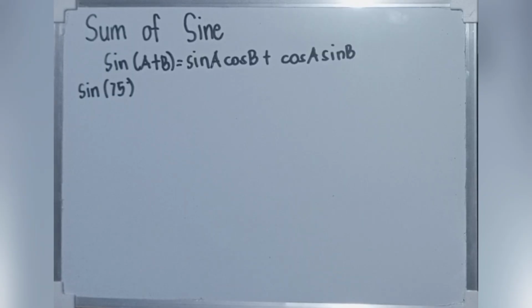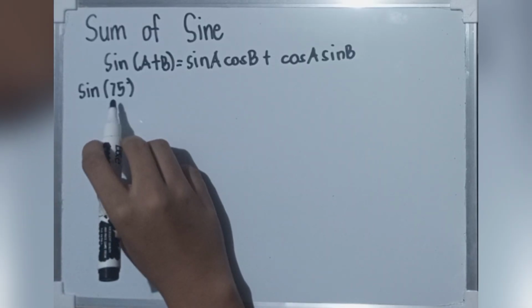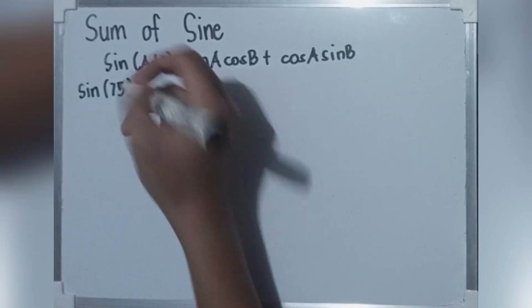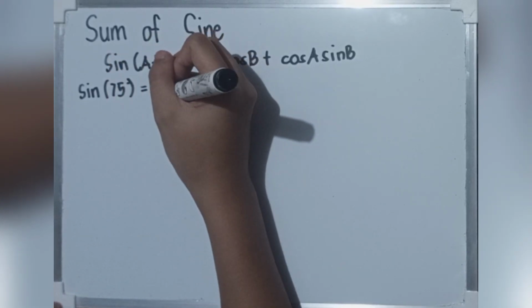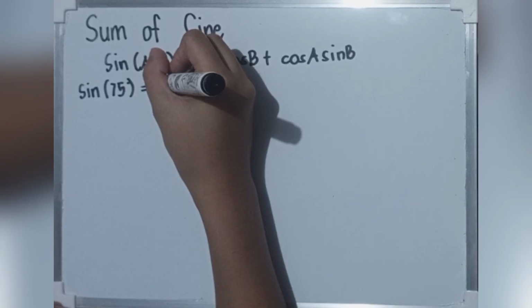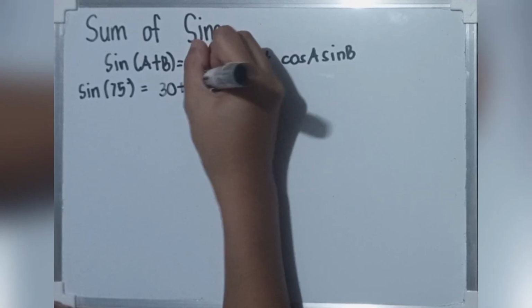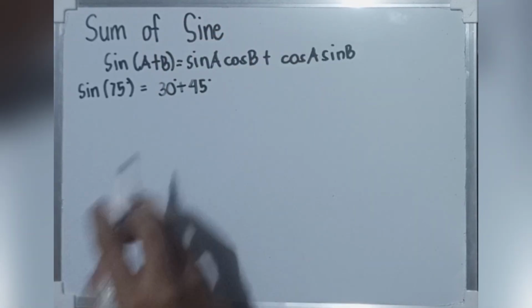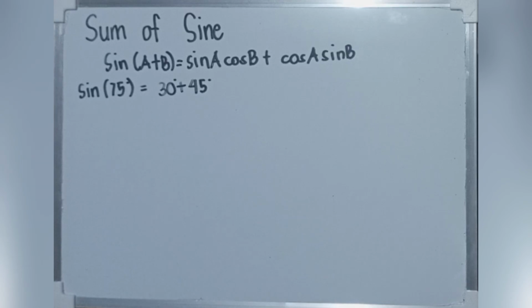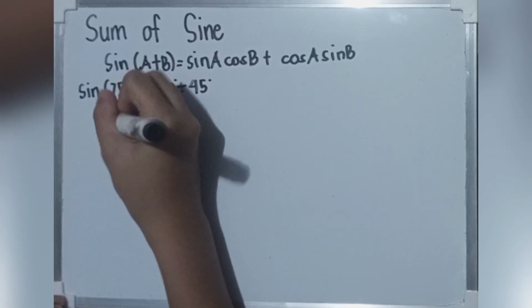For the sum of sine, the formula is sine (A plus B) equals sine A cosine B plus cosine A sine B. So right here, for example, we will identify the sum of sine 75. So first, let's identify two angles that would sum up to 75. So I would be identifying 75 as 30 plus 45 degrees. So now we have the angle A and angle B. And then let's substitute it to the formula of sum of sine.